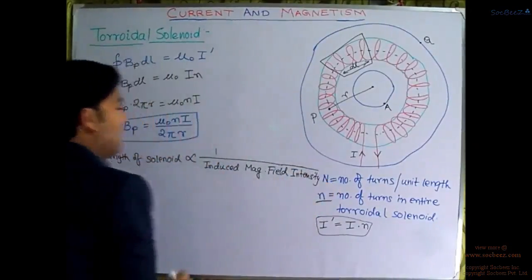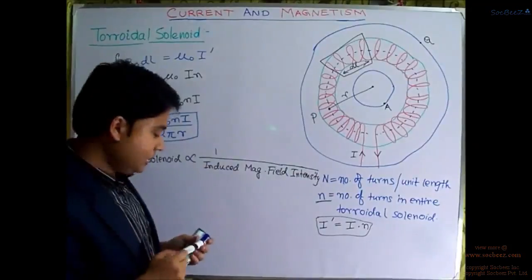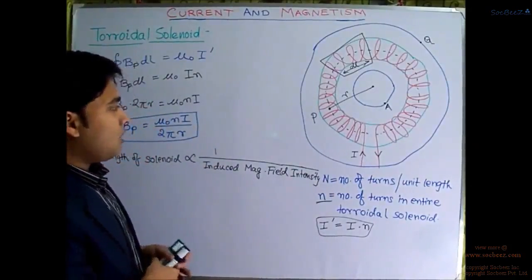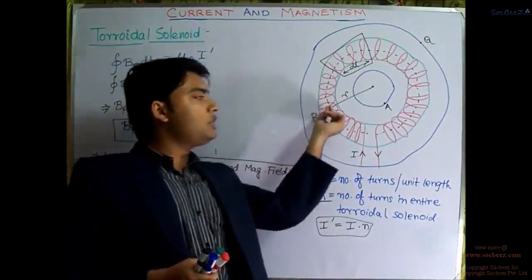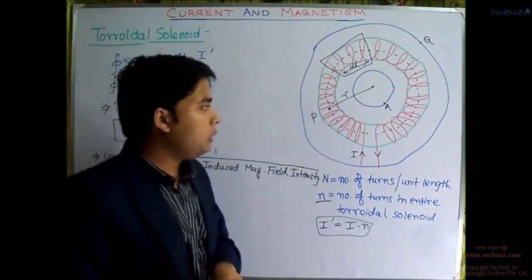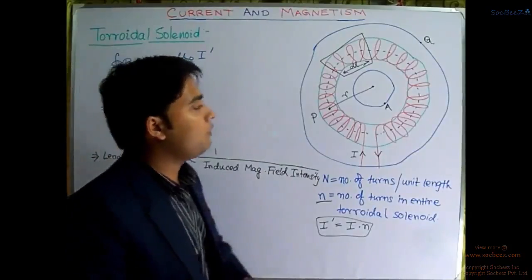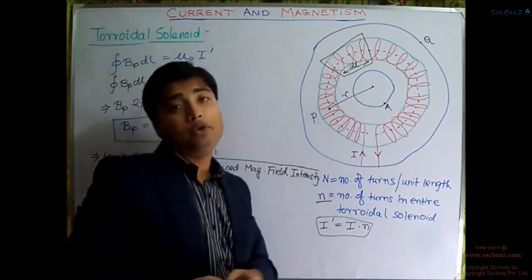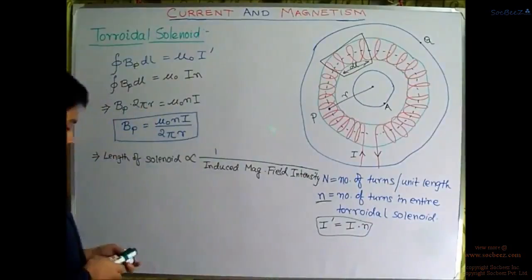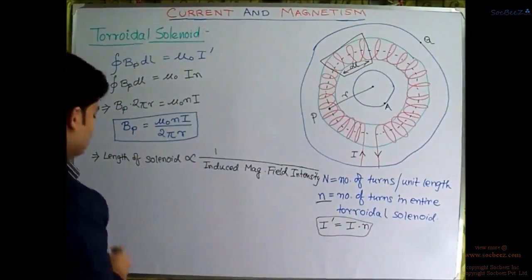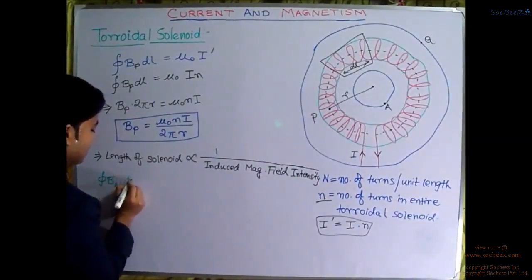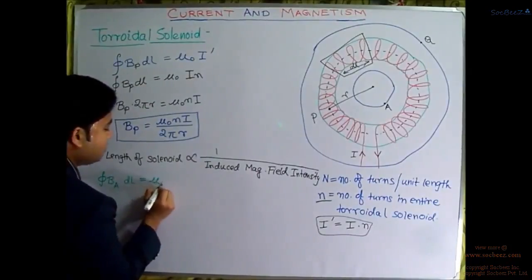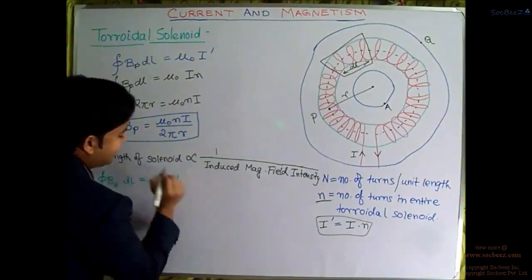Or we may write it as B, right? Now this is actually for the case of this point P. Now if we do wish to find out what the B will be for A, we could find it out. So the integration of B at A dl will be equal to mu naught I dash.